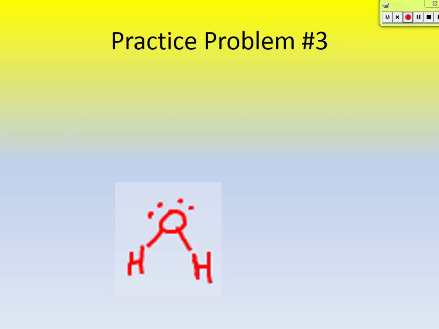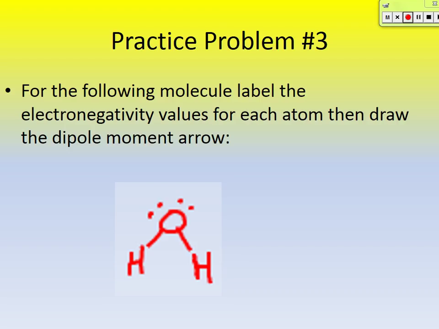Okay, let's go to practice problem number 3. I want you guys to try this one on your own. What I'm looking for is numbers, the electronegativity values by all these atoms, and then determine which way you should draw your dipole moment arrow. Okay, so let me give you a second. If you're watching the video, please hit pause and try it first. Let's see if you can get it right.